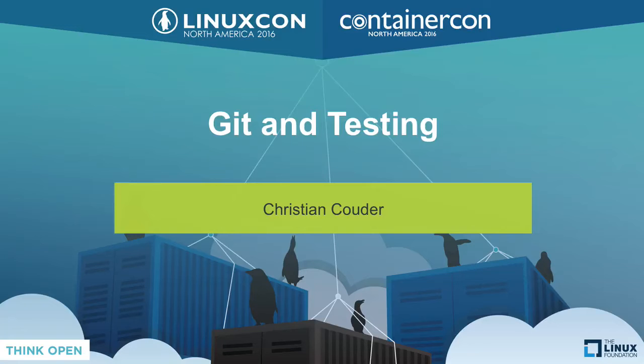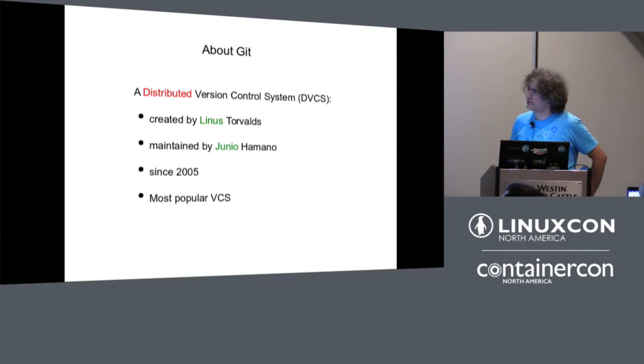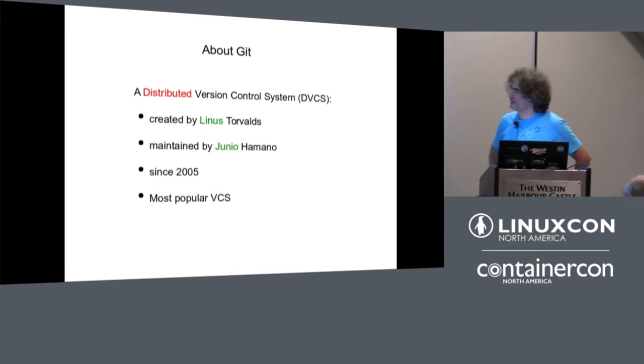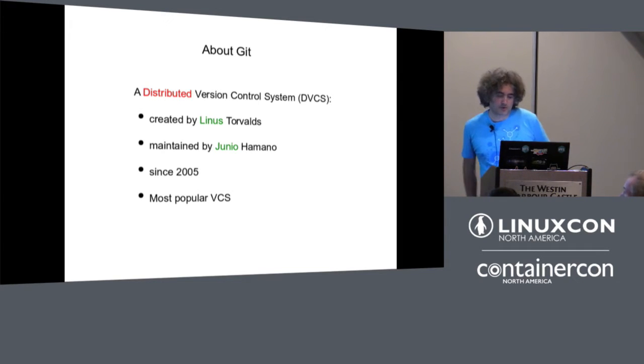My name is Christian Couder, and I'm going to talk about Git and testing. As you know, Git is a distributed version control system. It was created by Linus Torvalds in April 2005, and it has been maintained by Junio Hamano since July 2005. And it's now the most popular version control system.